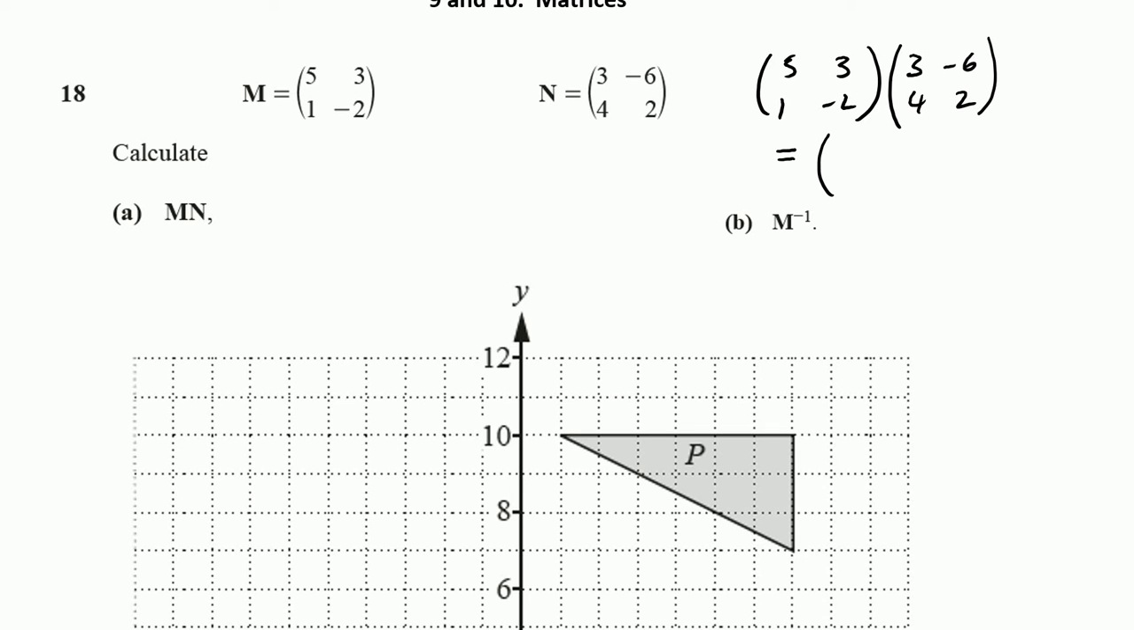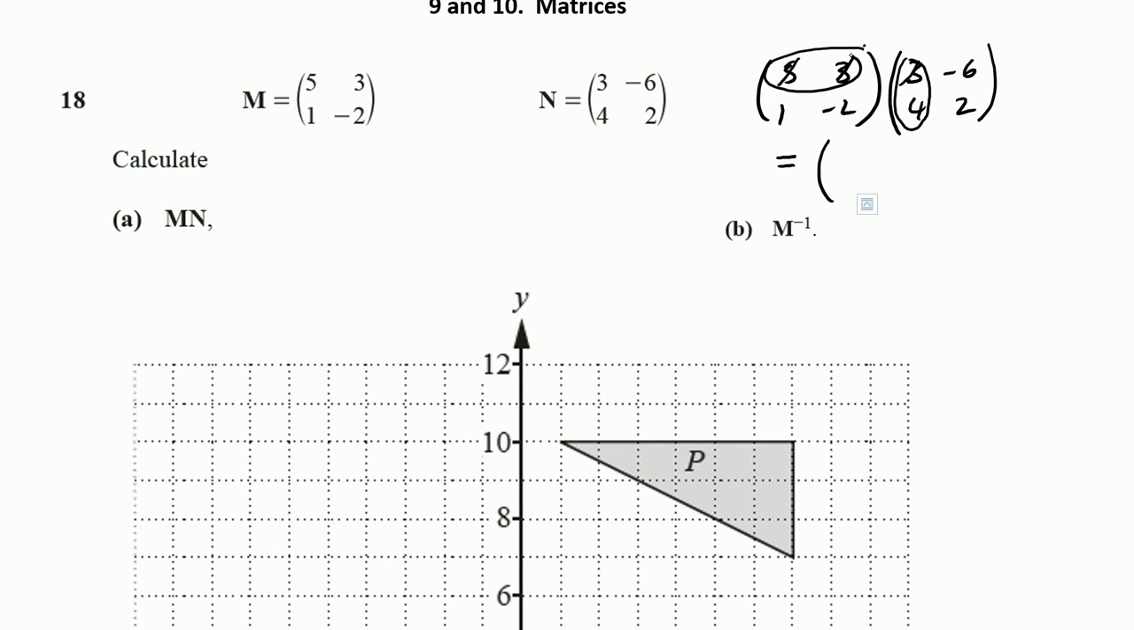Okay, so here we go with our matrices solutions, and in part A we're asked to calculate m times n, the product of these two matrices. So the number that goes in the first row and the first column of our new matrix over here is going to be formed by multiplying the numbers in the first row and the first column of our two matrices in the multiplication. So I've got to do 5 times 3, which is 15. And then I've got to do 3 times 4, which is 12, and add those two results together. 15 plus 12 is 27, and that's what goes over here.